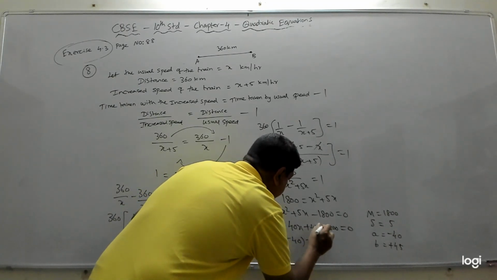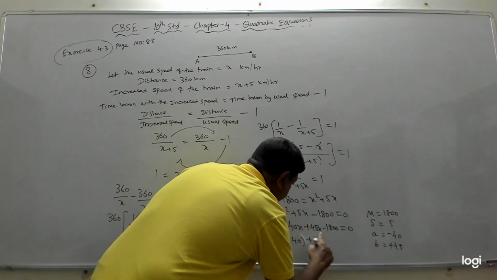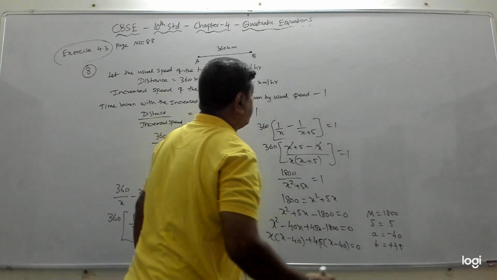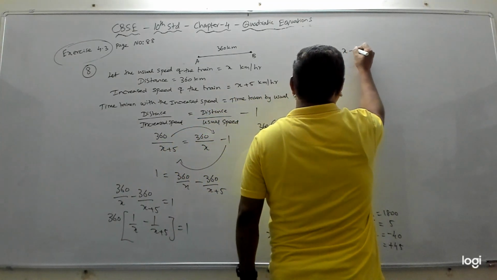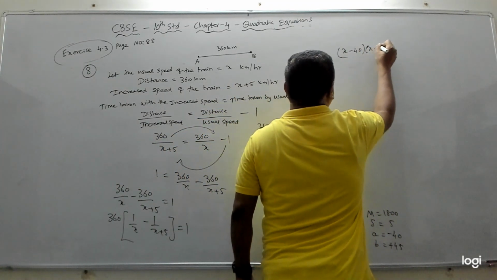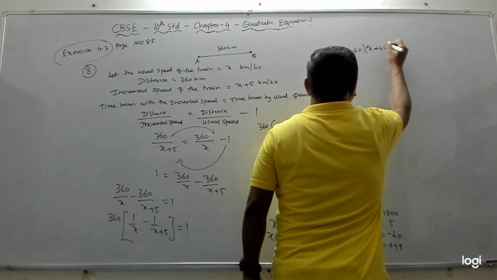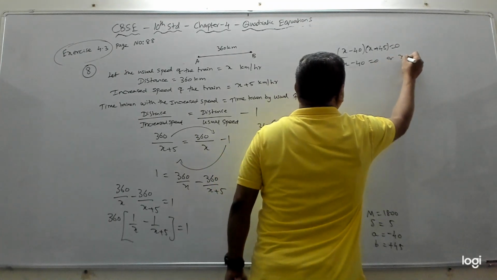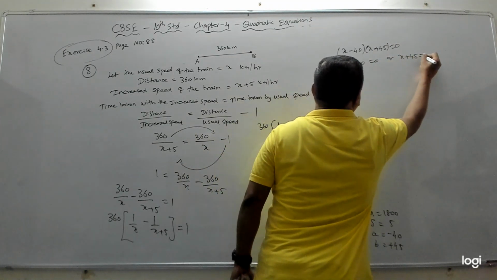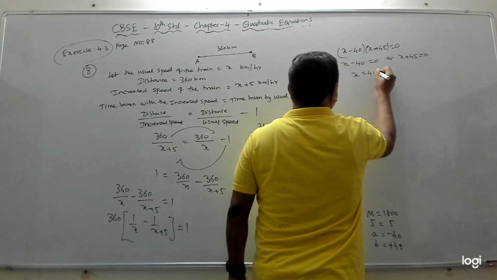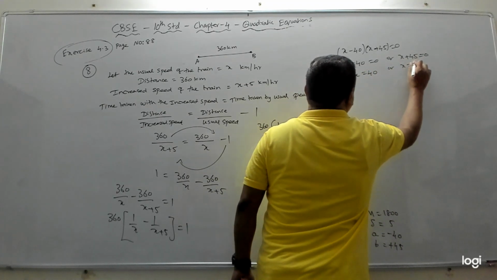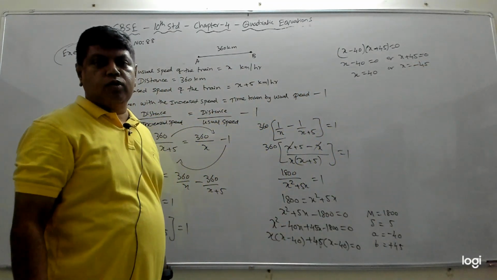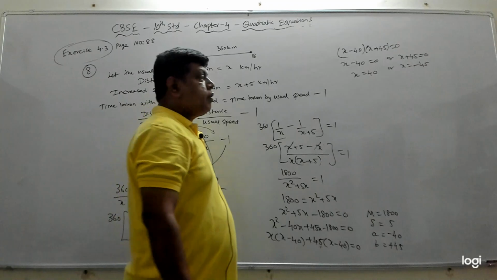And from 45x, 45 is common. I'll get x minus 40 equal to 0. Now if I continue this, I'll get x minus 40 into x plus 45 equal to 0. Which means x minus 40 equal to 0 or x plus 45 equal to 0. So x is equal to 40 or x is equal to minus 45.